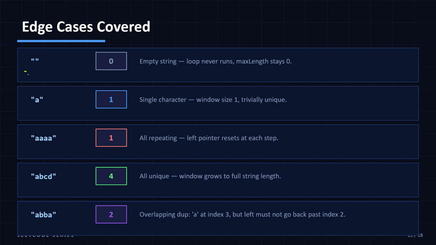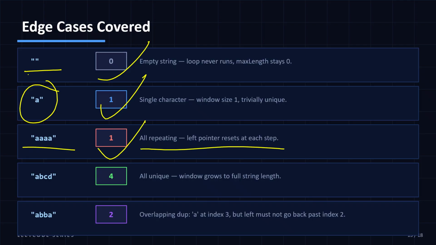क्यों, क्योंकि अगर हमारे में कुछ नहीं है तो 0 आ जाएगा आंसर, ओके। एम्प्टी स्ट्रिंग है, सिर्फ A है 1 आएगा, डुप्लीकेट है 1 आएगा बिकॉज़ ऑल रिपीटिंग, लेफ्ट पॉइंटर रीसेट्स एट ईच स्टेप। A B C D, 4 आएगा बिकॉज़ ऑल आर यूनिक। A B B A, 2 आएगा, ओवरलैपिंग डुप्लीकेट A एट इंडेक्स 3 यहाँ पे, but left must not go back past index 2. ठीक है?